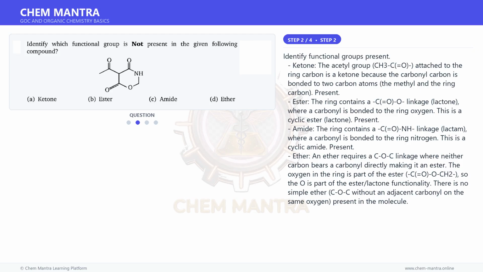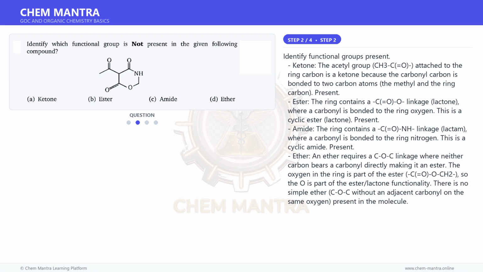Identify functional groups present. Ketone, the acetyl group, CH3-C=O. Attached to the ring carbon is a ketone because the carbonyl carbon is bonded to two carbon atoms, the methyl and the ring carbon. Present.